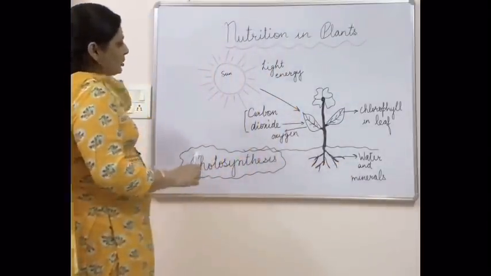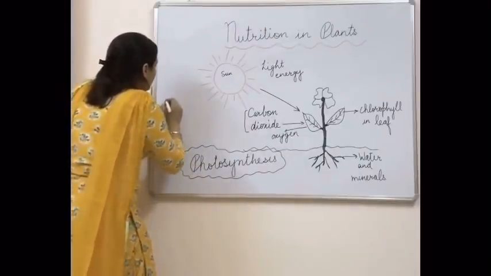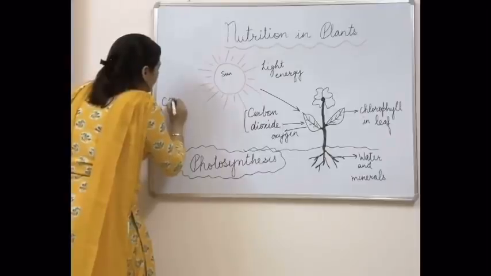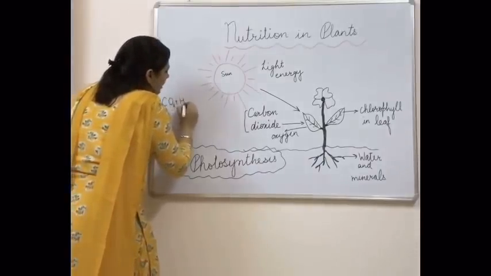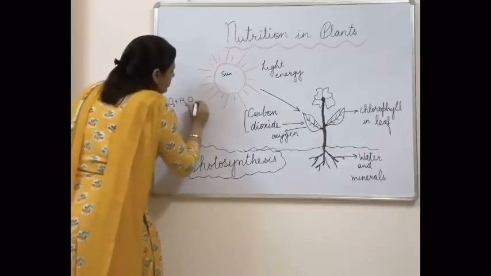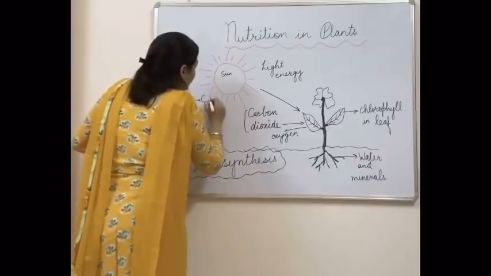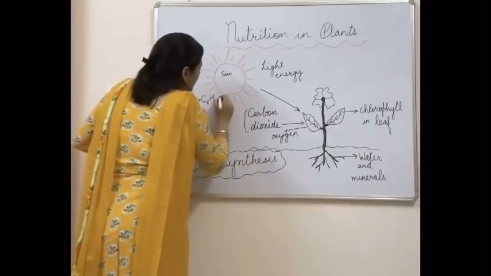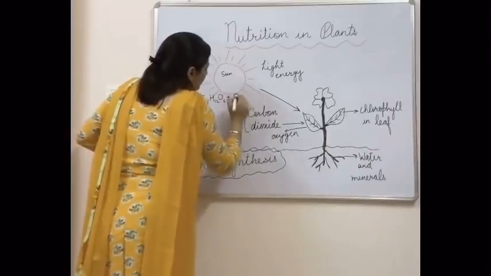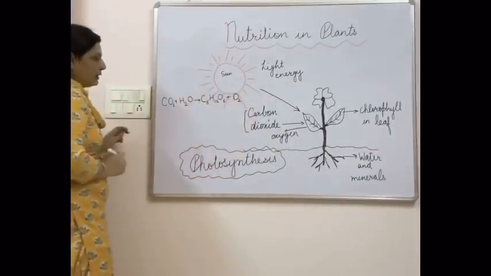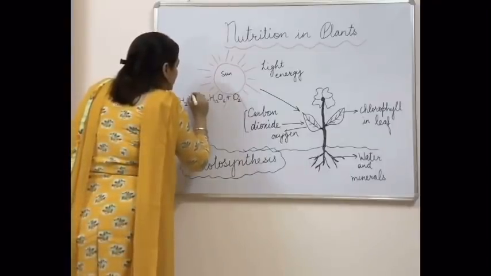Now in the presence of sunlight and chlorophyll in the leaf, carbon dioxide will react with water and it will lead to the formation of carbohydrate and oxygen. Now this is the reaction. Here we need sunlight.